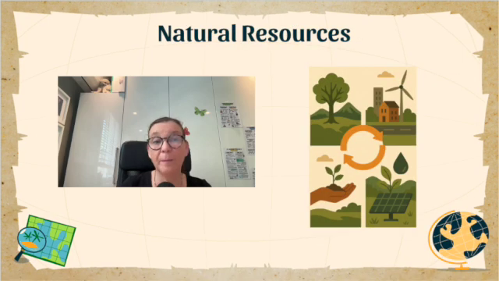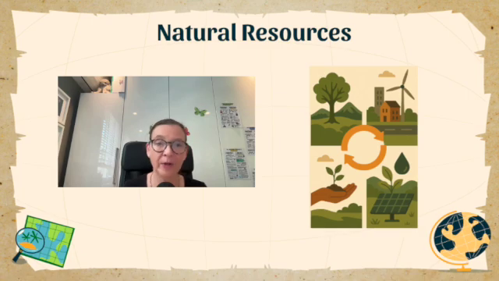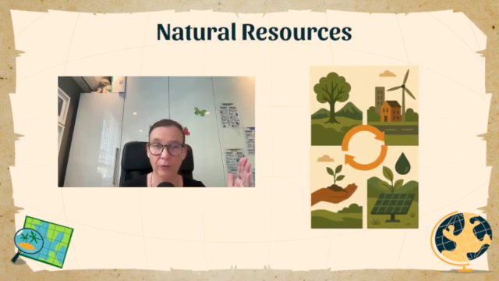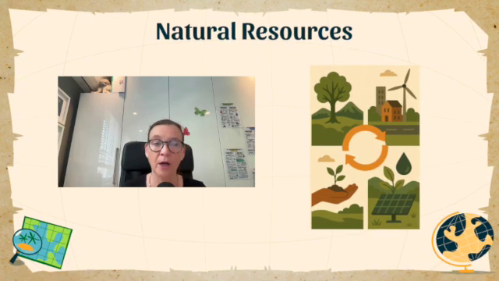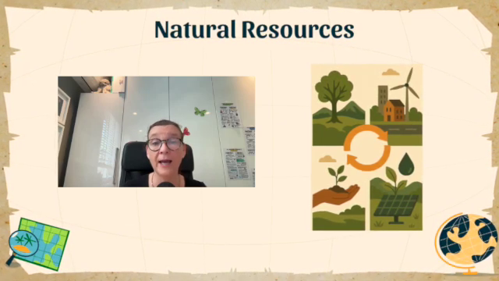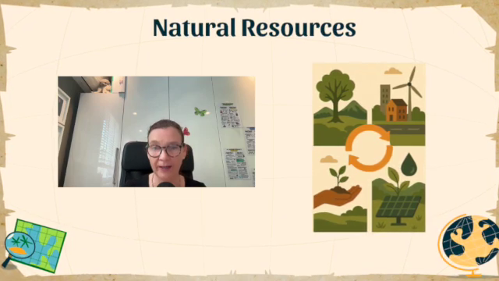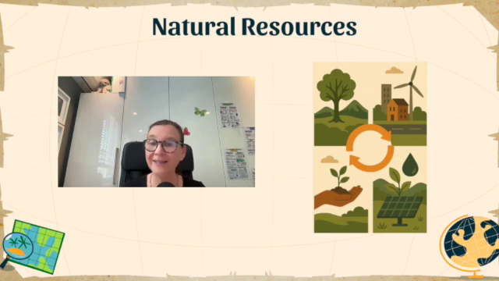Natural resources are the materials we get from nature that allow us to survive and thrive. These are the building blocks of human life and development. We divide them into two main categories, renewable and non-renewable. Renewable resources like solar energy can regenerate and won't run out as long as we use them wisely. Non-renewable resources like oil have a finite supply, which means once they're gone, they're gone.